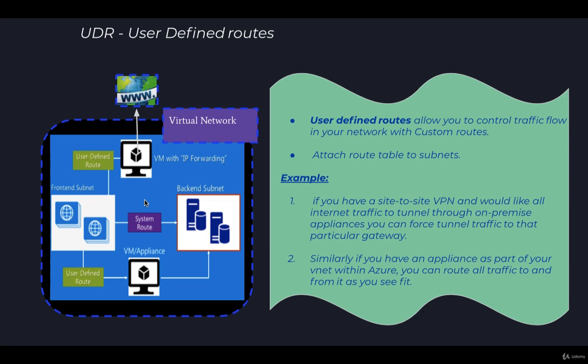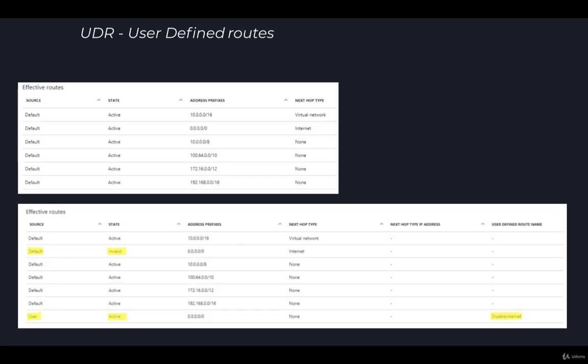So let's try to understand user-defined routes in a bit more detail. This is a snapshot wherein we have the default routes. You can see the source is default only. When you create a particular virtual network with a particular address space, all the routes are active, and these are the address spaces. If you want this particular network, then the next hop would be virtual network. And if you want to go to 0.0.0.0/0, the next hop would be internet.